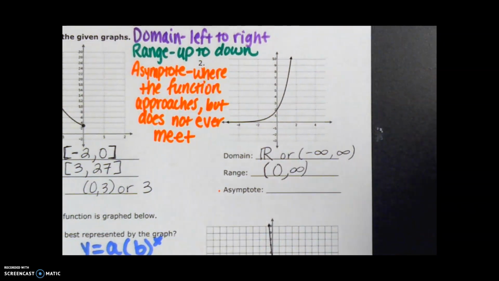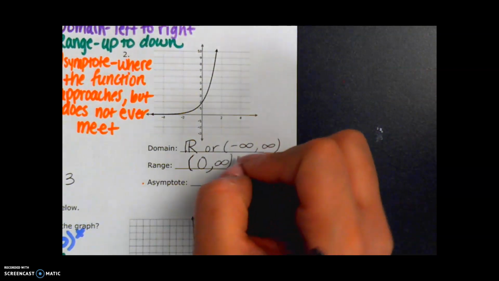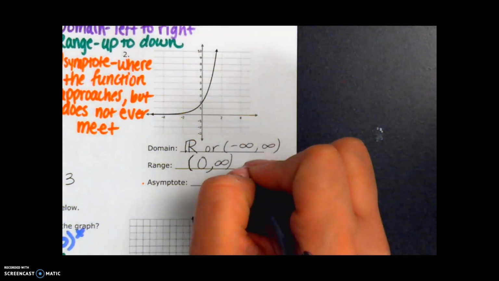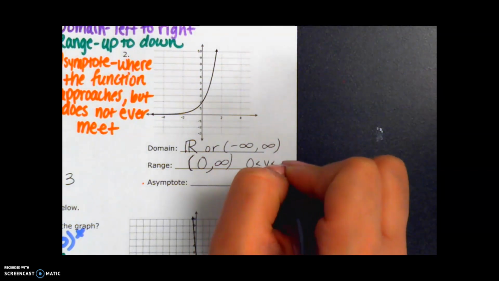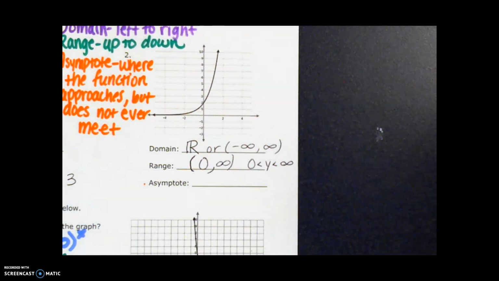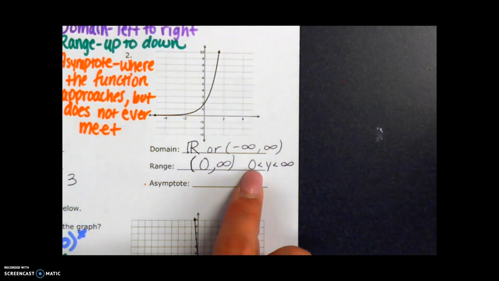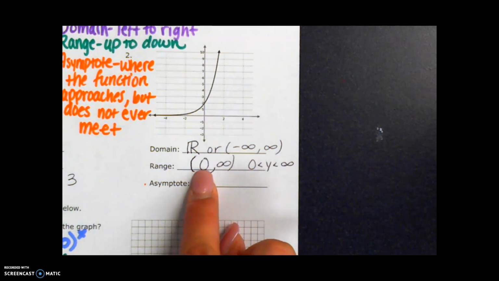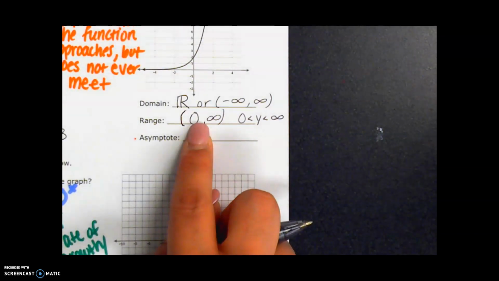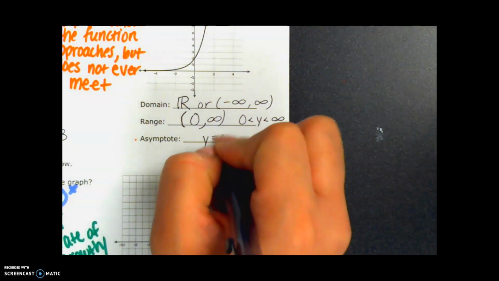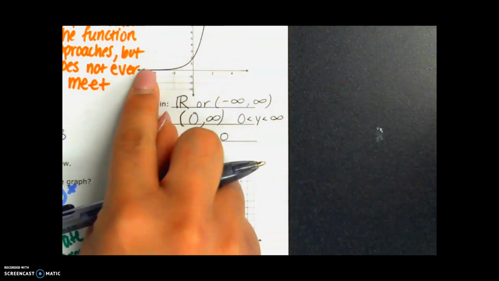You also might see it worded as, let's see, maybe from 0 < y < infinity, or something like that. But just know that the 0 is not included. That is your lower limit, and then it goes up to infinity. Or it might say all positive numbers greater than 0 or something like that. Your asymptote is at the horizontal line y equals 0, because it's not actually touching it, even though it looks like it is.